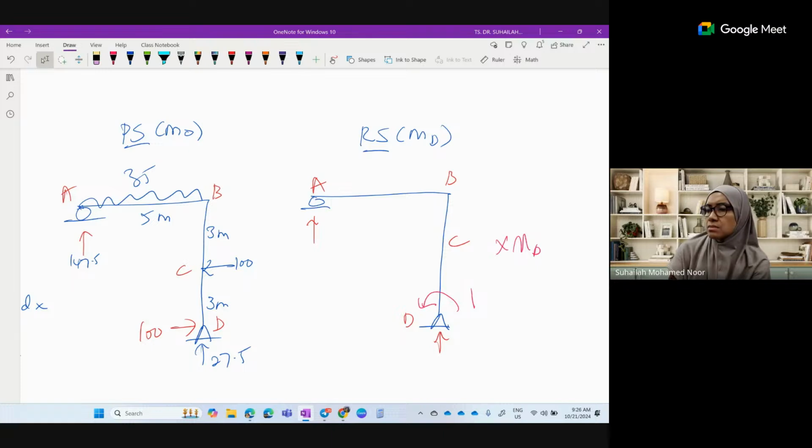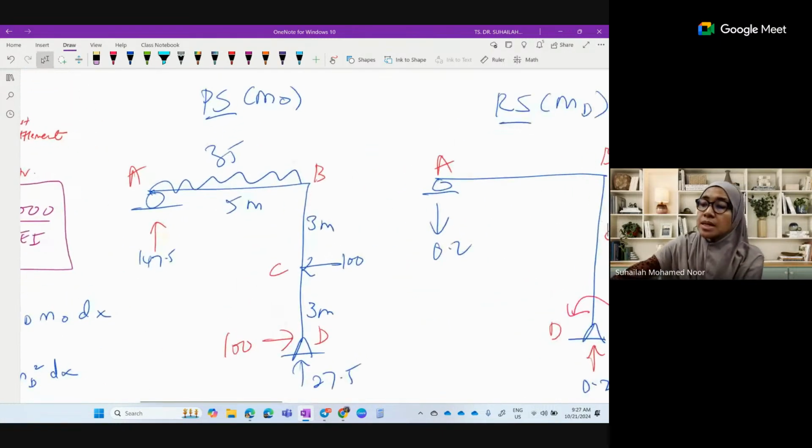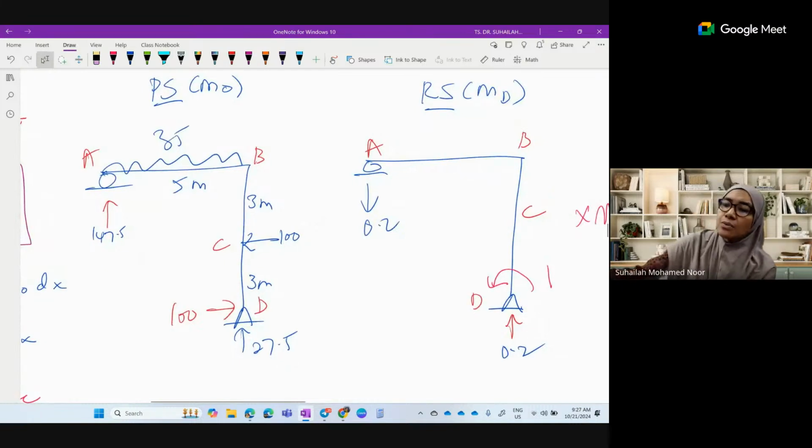AY negatif ya? AY berapa? 0.2 negatif AY. So sini 0.2 negatif, satu lagi 0.2 positif lah. Betul? So don't take too long to calculate reaction. So this is just reaction. Belum lagi moment equation, belum lagi displacement. Okay. So now we move to next.